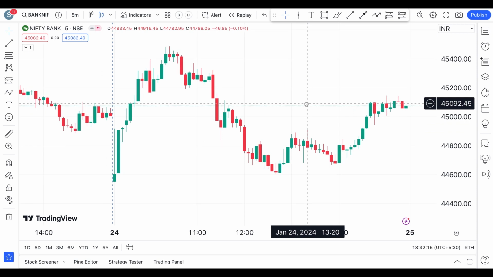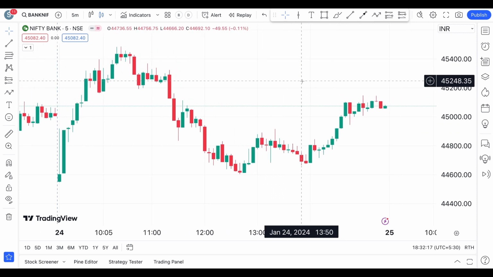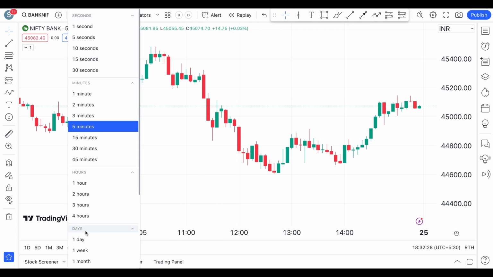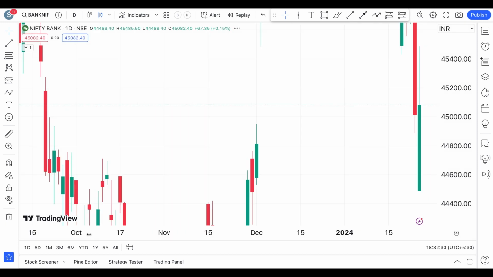Today is January 24 and we are looking at the Bank Nifty 5 minutes chart. So this is a 5 minutes chart of Bank Nifty today. So let's understand this price action a little bit later, but before that let's get into our daily time frame and see how Bank Nifty and Nifty are looking on a daily time frame.